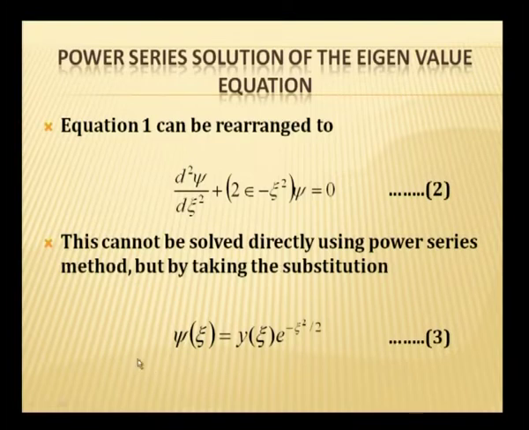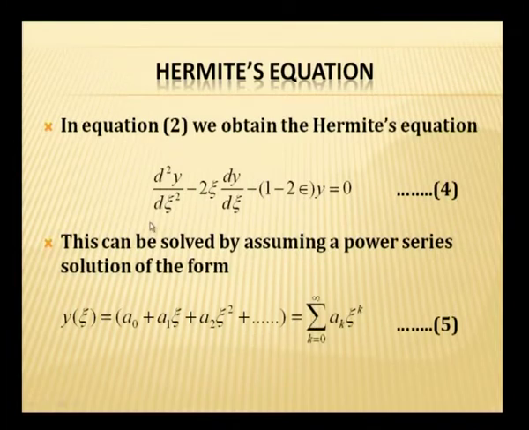You make a substitution for psi, and now the expression takes this form, which is known as the famous Hermite's differential equation, which goes as d squared y by d epsilon squared minus 2 epsilon into dy by d epsilon plus (2E minus 1) into y is equal to 0, where E is the energy of the particle or the atom. This can be solved by assuming a power series solution. You have a polynomial, right?